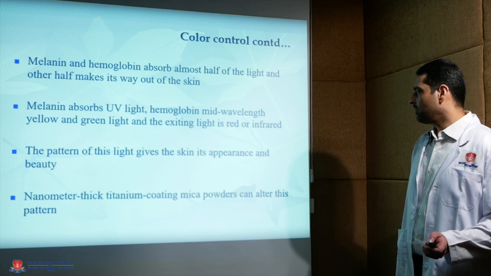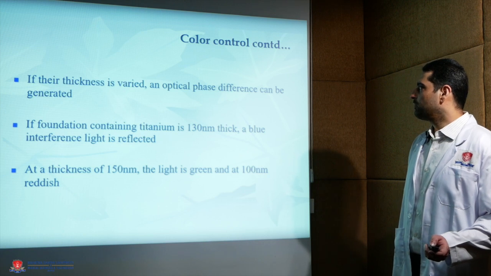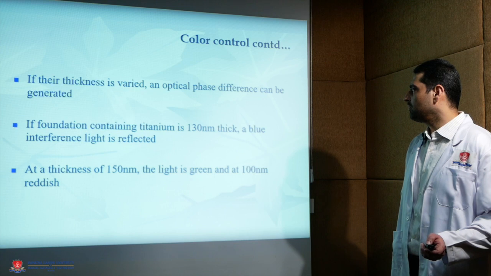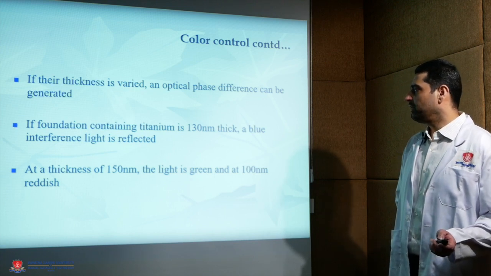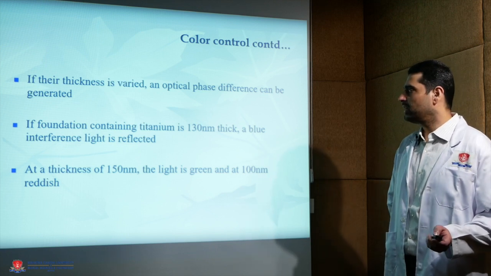Nanometer-thick titanium-coated mica powders can alter this pattern. If their thickness is varied, an optical phase difference can be generated. If a foundation contains titanium 130 nanometers thick, a blue interference is reflected, while if it is 150 nanometers then the light is green, and in case it is 100 nanometers then it is red.